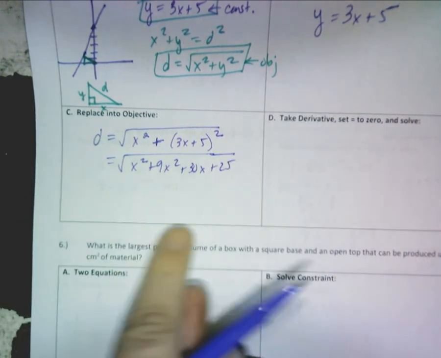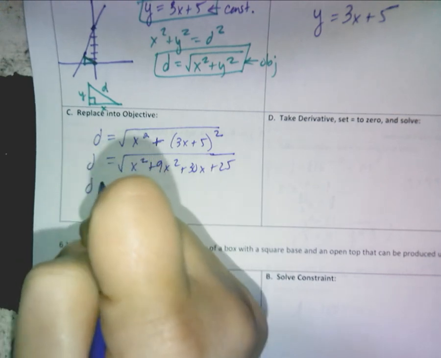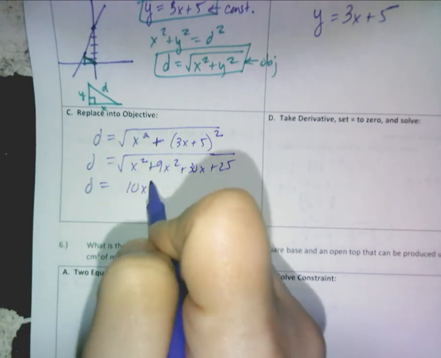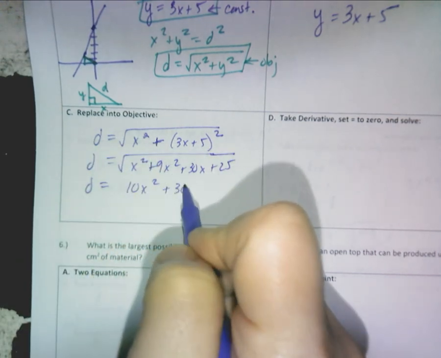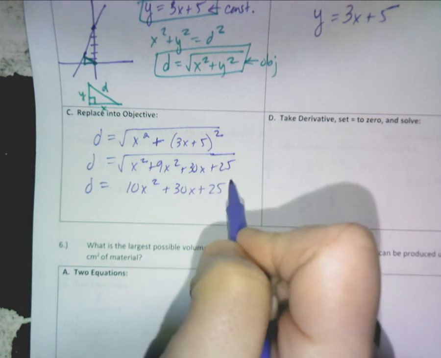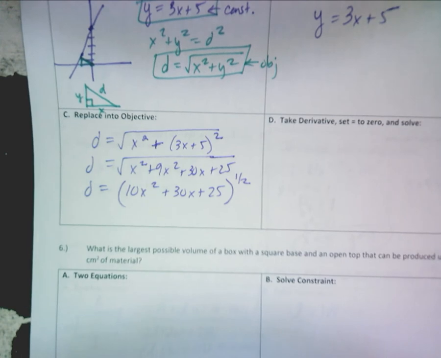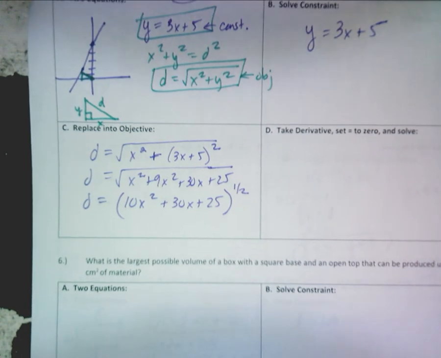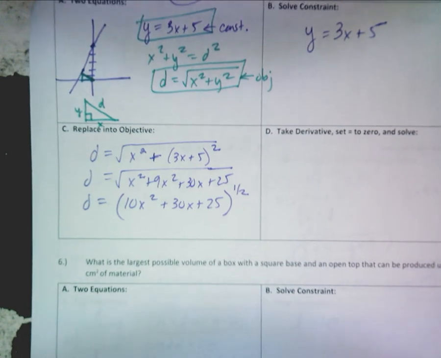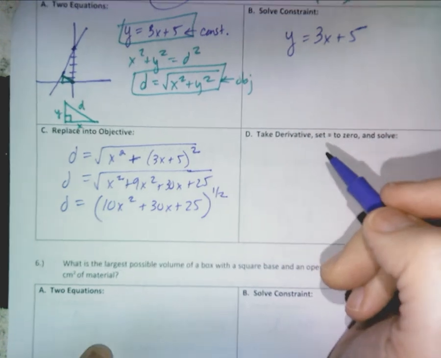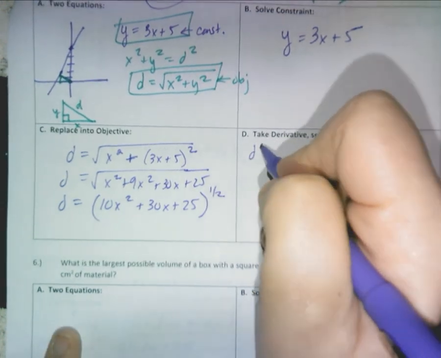Now clean this up. This would be 10x squared plus 30x plus 25, and then watch what I'm about to do: to the power of 1/2. Why am I doing that? Because I'm going to have to take a derivative. So let's do part D, take a derivative.